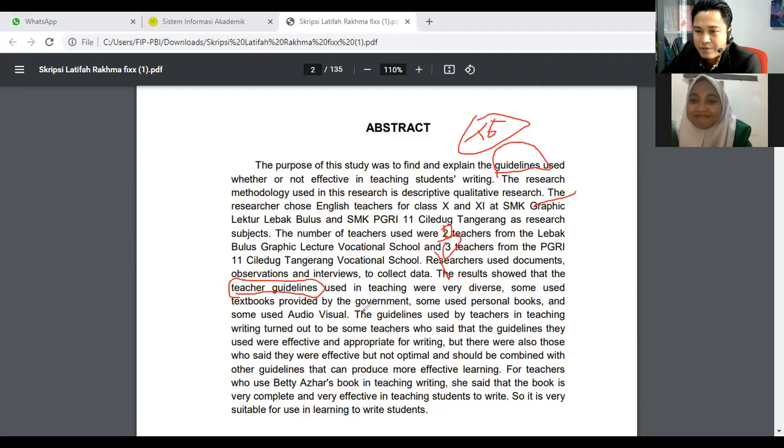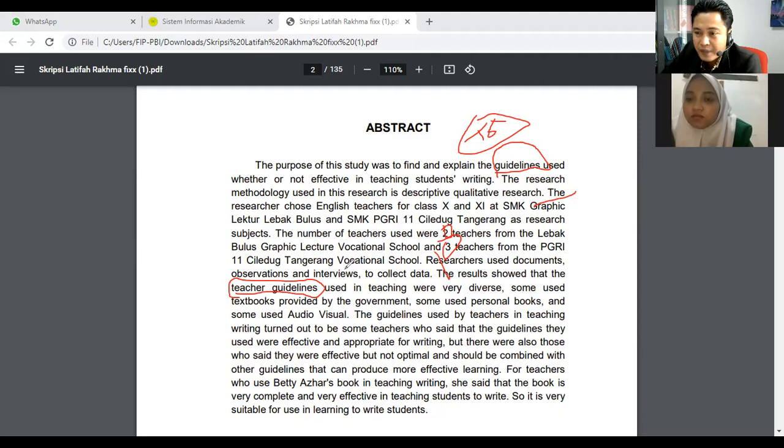We're very diverse. Some use textbooks provided by the government, some use... Okay, so from your result here, you should put this one. Yeah. So the teacher's guide that they use, first, the teacher provides the textbook for the students. Yeah, some use personal books, and then some also use audio visual. From all these three, which one uses the teacher's guide with the textbook, which one uses the personal book, and which one also uses the audio visual for the teacher's guide.